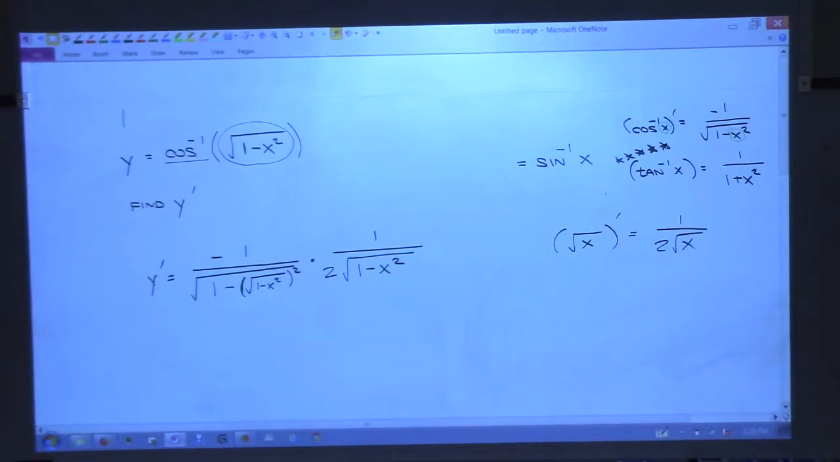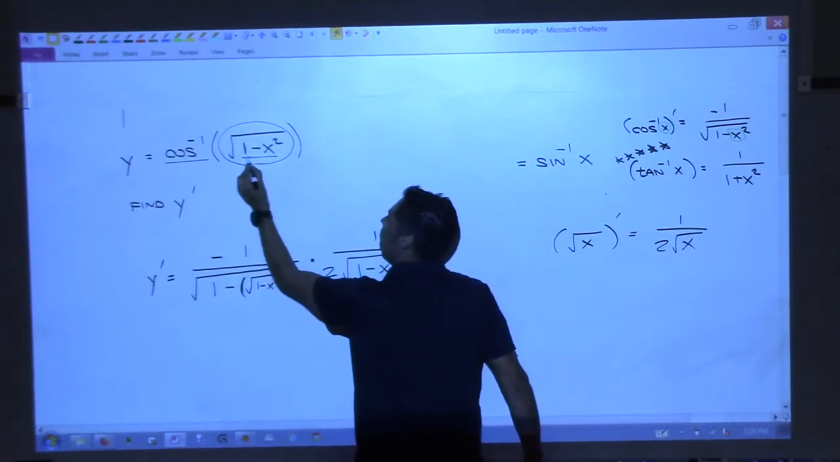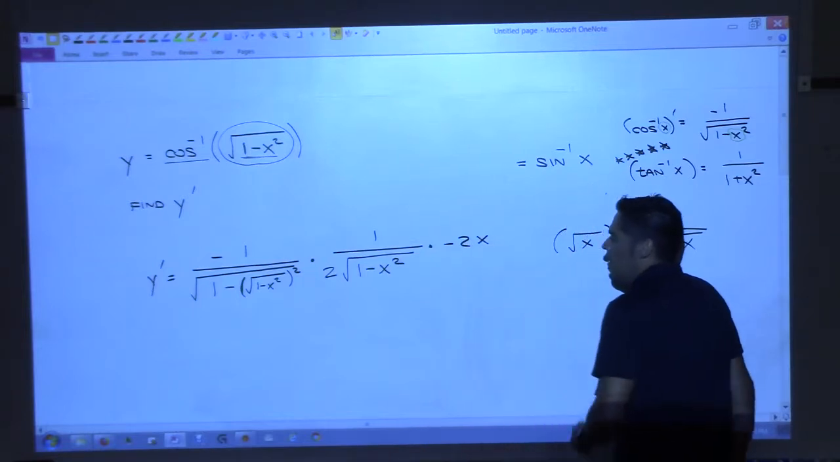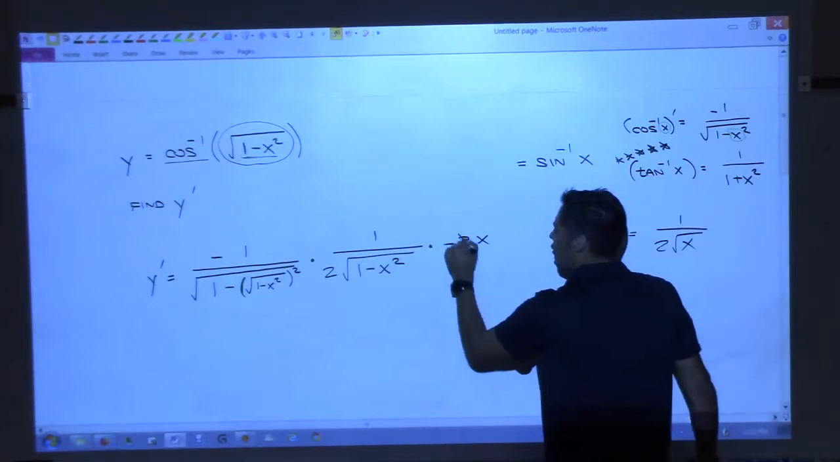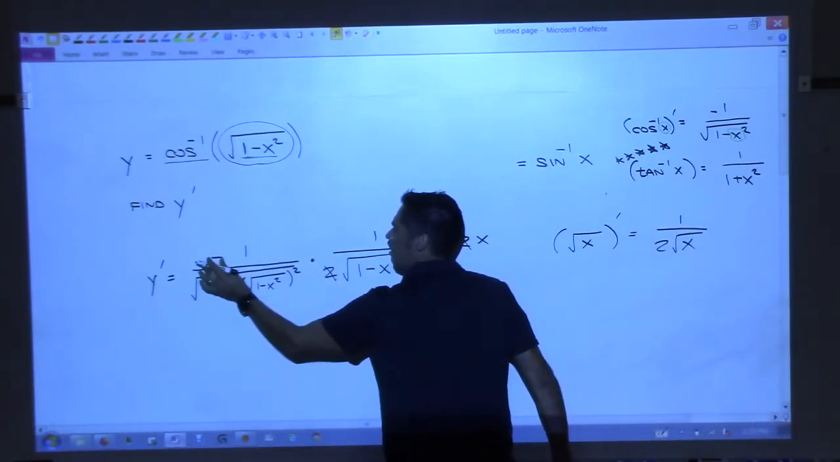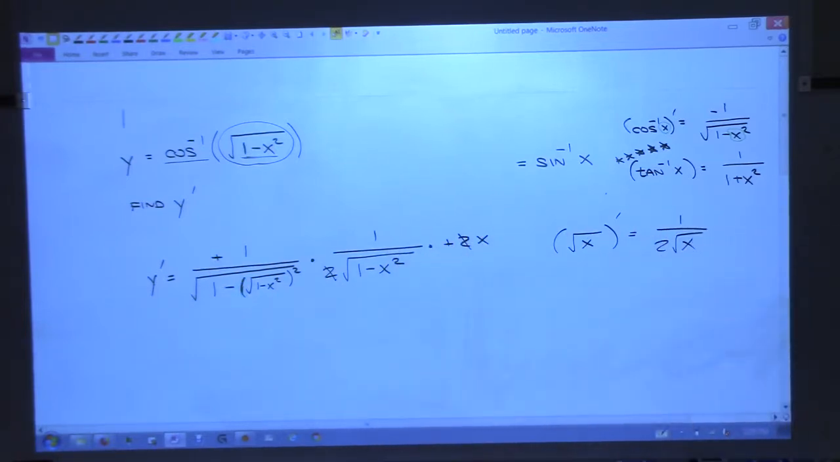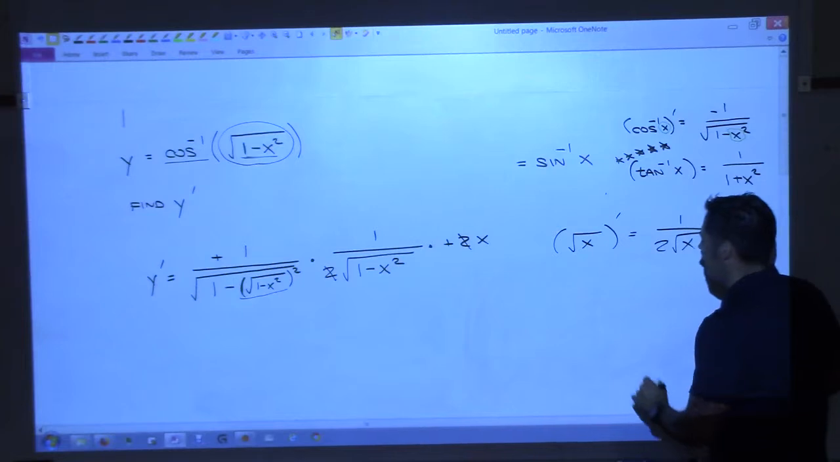Am I done now? No, still have more. Times the derivative of what's in here, which is negative 2x. And then there's a lot of things that clean up here. You've got the 2 here gone. This negative and that negative right there become a plus. So I'll just make them both plus. And then can you square that square root down there? This right here? When you square the square root, it goes away, right?